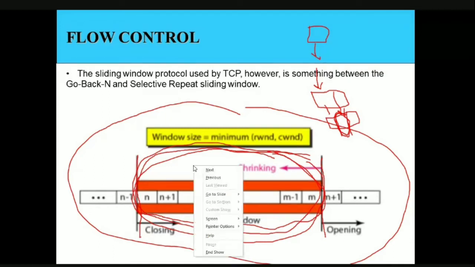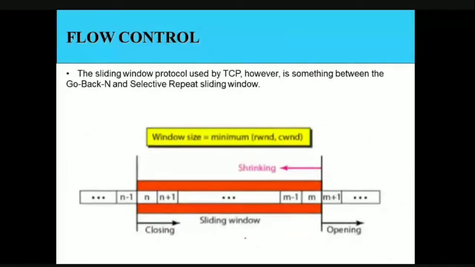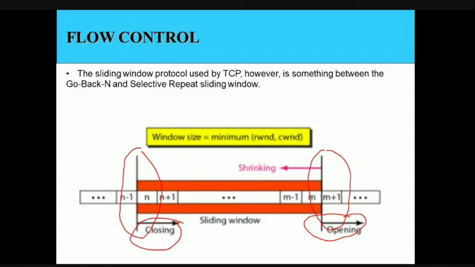Next, if you see, this is our imaginary window. We are just assuming this imaginary window has two walls: the left wall, which is on the left, and the right wall, which is on the right. The window can be in any of the states. I'll explain what each is, but I wanted to name them first. The window can open, the window can close, or the window can shrink.